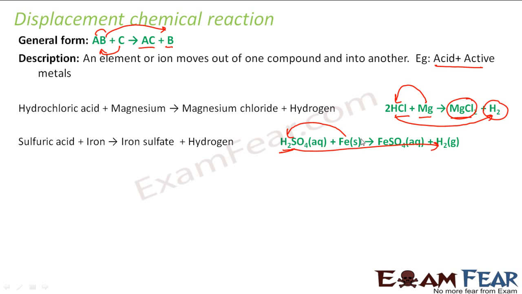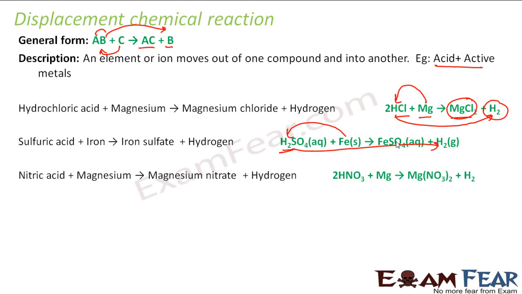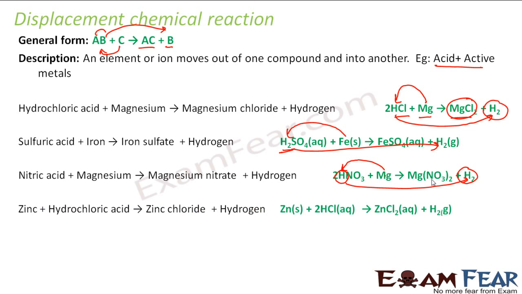Correct? Fe kicked out hydrogen and it became FeSO4. Here you see nitric acid plus magnesium, giving nitrogen and hydrogen. So we have nitric acid HNO3 plus magnesium. If you see, the magnesium came here, kicked out hydrogen, and the hydrogen is out, right? And magnesium and nitrate become magnesium nitrate.